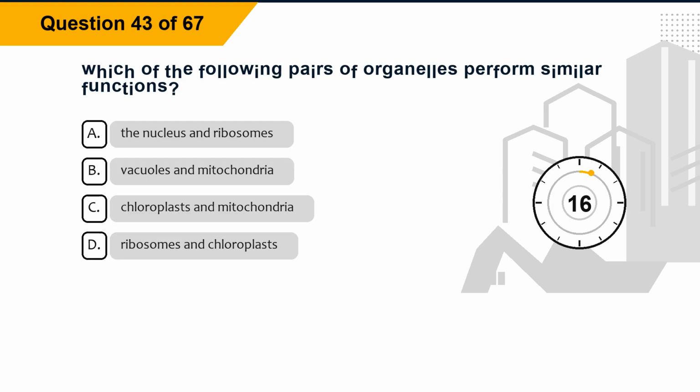Question 43. Which of the following pairs of organelles perform similar functions? Option A, the nucleus and ribosomes. Option B, vacuoles and mitochondria. Option C, chloroplasts and mitochondria. Option D, ribosomes and chloroplasts.